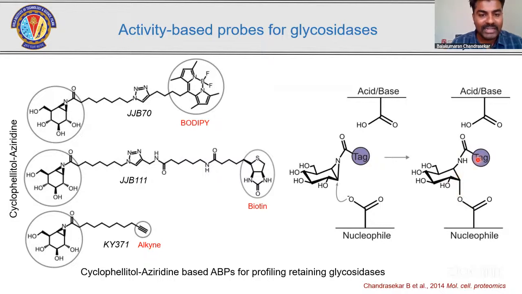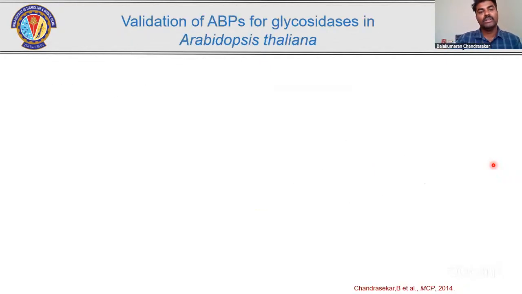And the probe has a tag. It could be a BODIPY tag, a biotin tag, or an alkyne tag. Later on, if you have a BODIPY tag, you can monitor the fluorescence. If the probe has a biotin tag, you can pull down and identify the particular proteins. So this is the basics of activity-based probes for glycosidases and the mechanism of how activity-based probes work to profile glycosyl hydrolases.